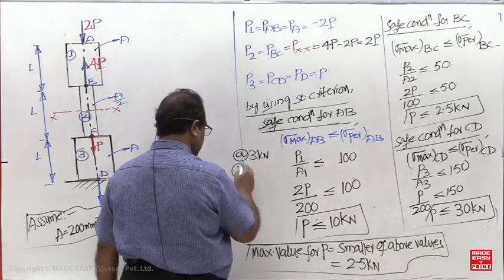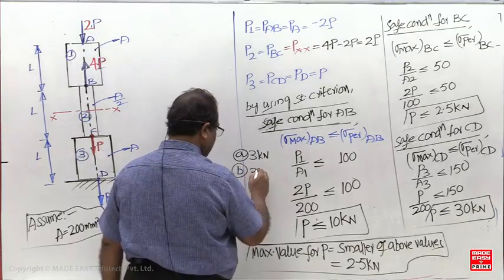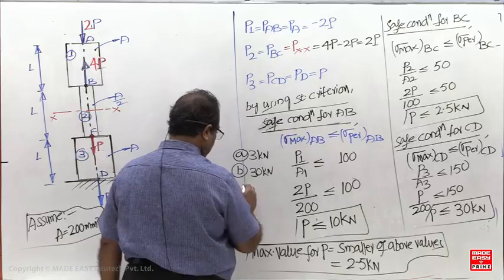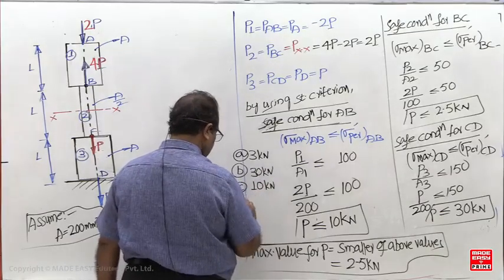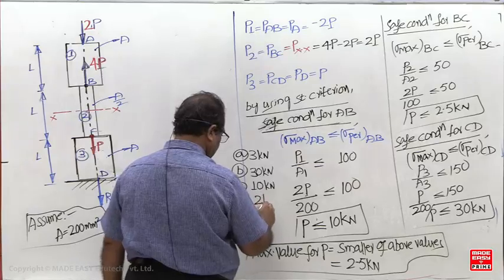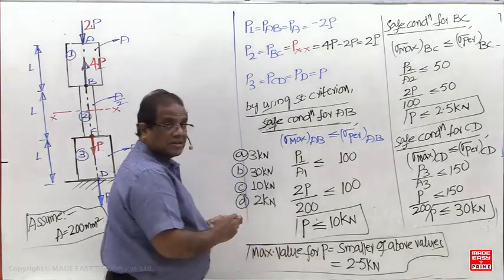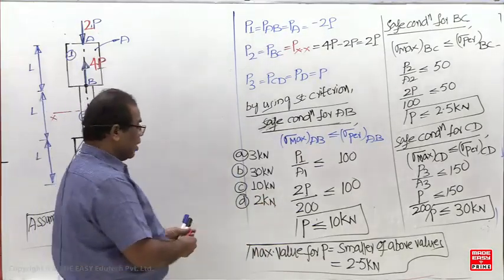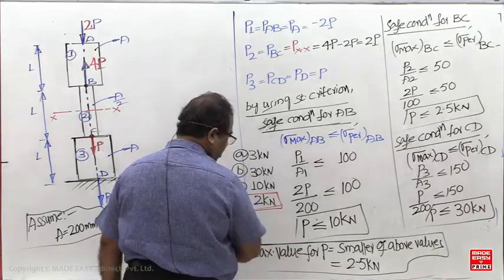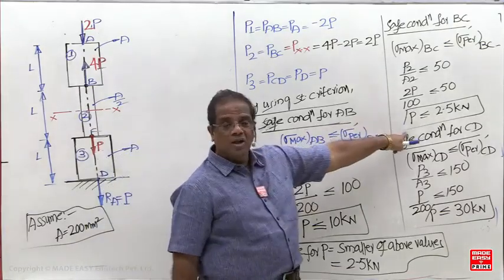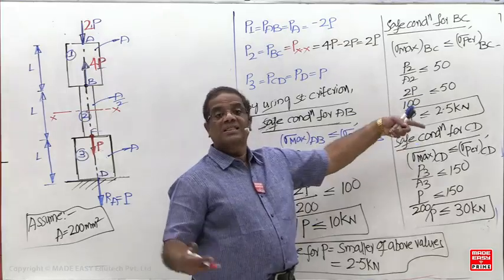3, 30, if the options are given like this, you have to go for the answer, which is what? 2. Less than or equal to. Less than or equal to.